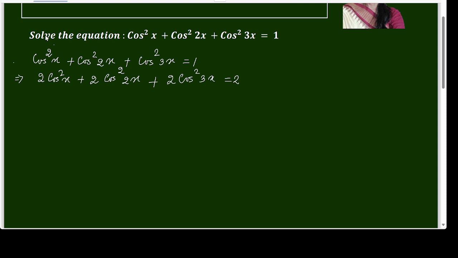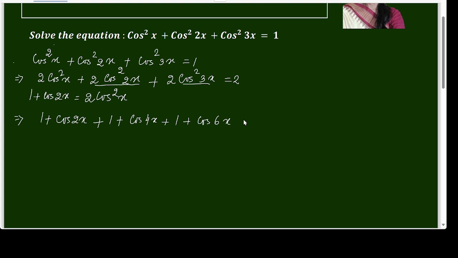Then next I'll apply the formula 1 plus cos 2x equals 2 cos square x. So instead of 2 cos square x, I'll write 1 plus cos 2x. Similarly, here I'll write 1 plus cos 4x and 1 plus cos 6x. So 1 plus cos 2x plus 1 plus cos 4x plus 1 plus cos 6x equals 2.